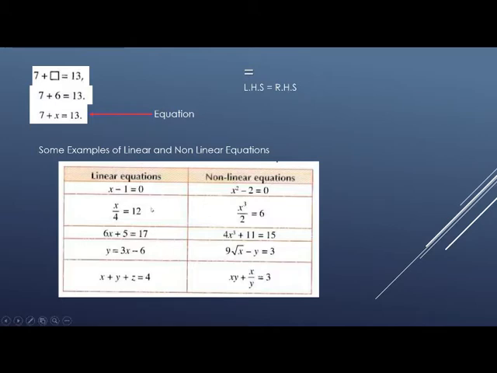But in a linear equation, we cannot multiply two variables or divide two variables, like x and y. You can see in this example, x and y are multiplying here, and x and y are dividing here. That cannot be done in a linear equation. They are called non-linear equations. Okay, now move to the exercise.